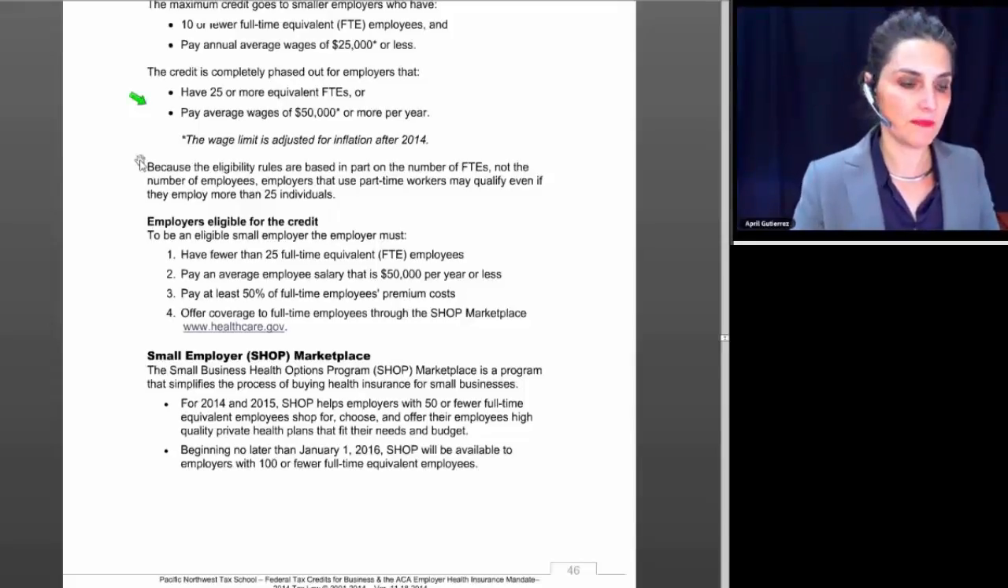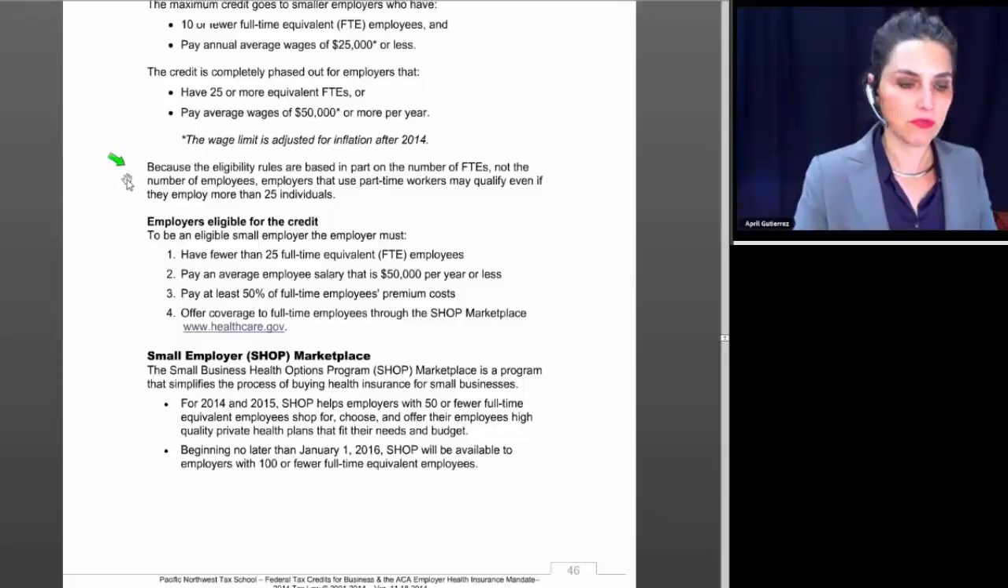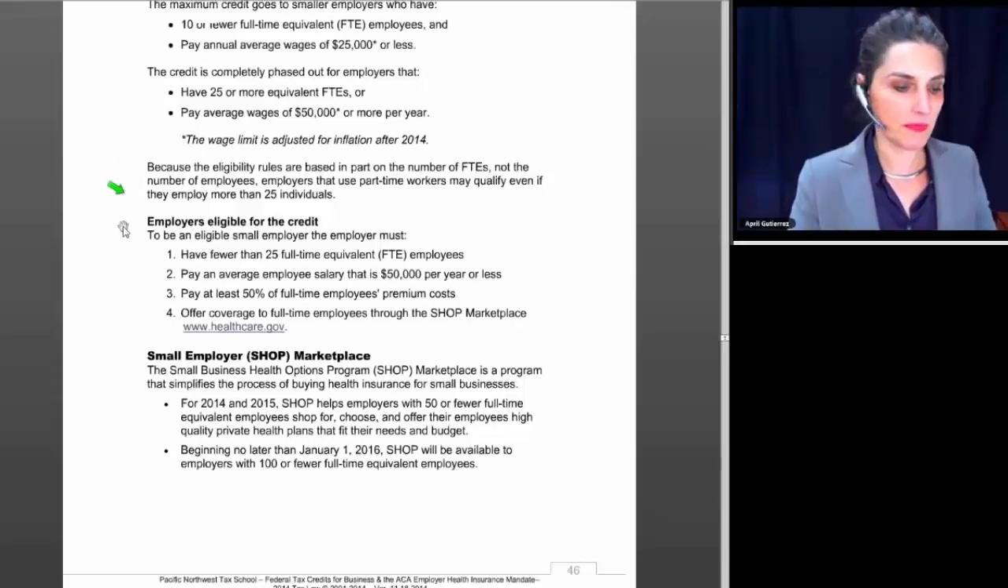Because the eligibility rules are based in part on the number of full-time employee equivalents, not on the number of actual employees, employers that use part-time workers can still qualify for the credit even if they employ more than 25 people.